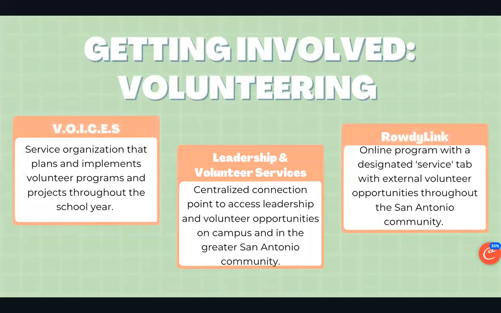Moving on, we have getting involved with volunteering. Volunteering is something that you could do both through UTSA and on your own by a simple Google search, but why not use the resources that are available to you at UTSA? The first way to do volunteering is to join an organization that you might have found on RowdyLink known as Voices. They're a service organization that plans and implements volunteer programs and projects throughout the school year. They're located on the Paseo and they have weekly meetings and events that you could attend.